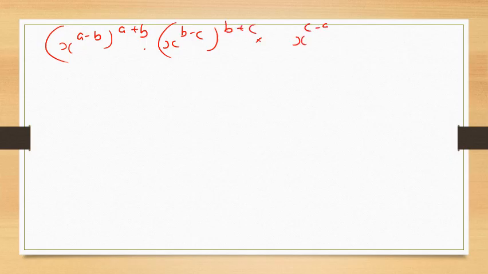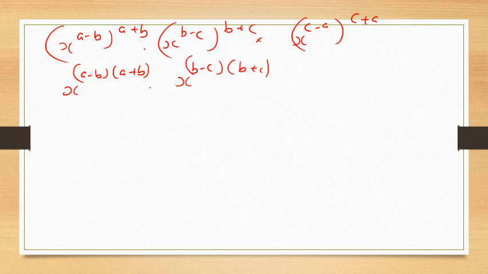Next question. Simplify x raised to a minus b raised to a plus b into x raised to b minus c raised to b plus c into x raised to c minus a raised to c plus a. So you know this is what? X raised to a minus b into a plus b, okay, this is x raised to b minus c into b plus c. This is x raised to c minus a into c plus a.